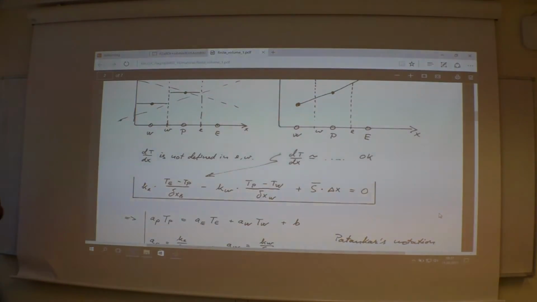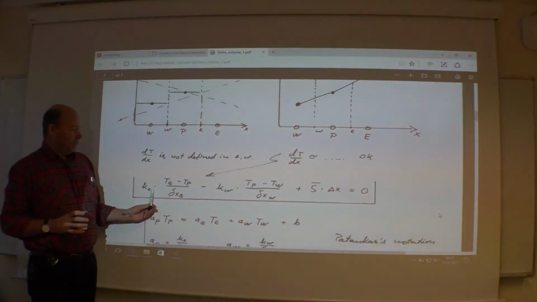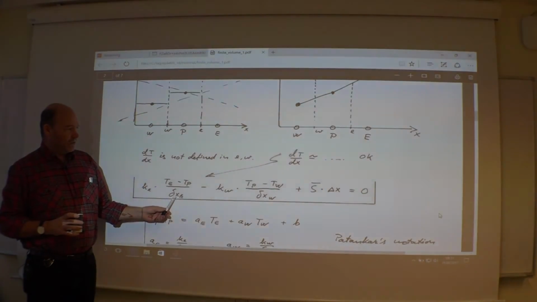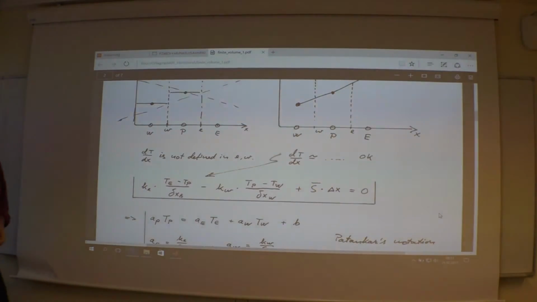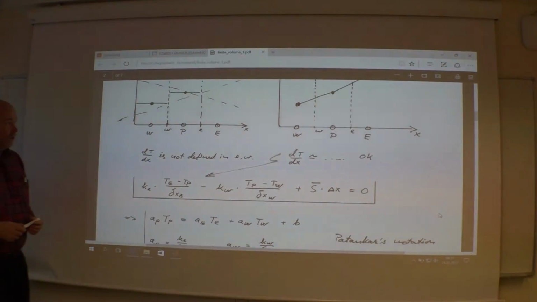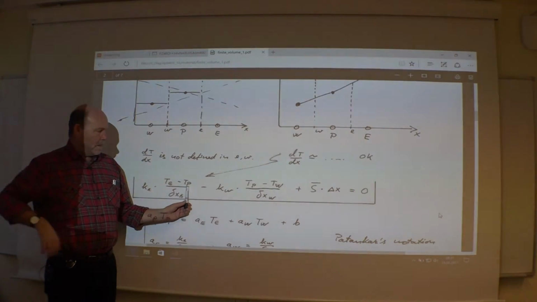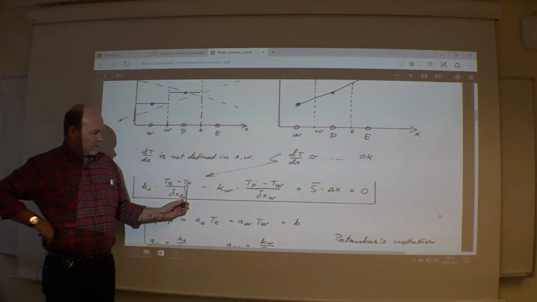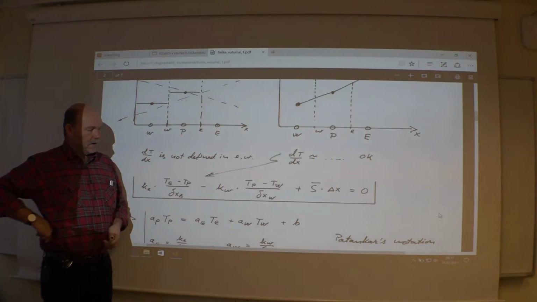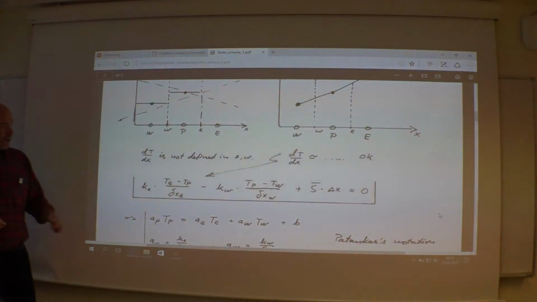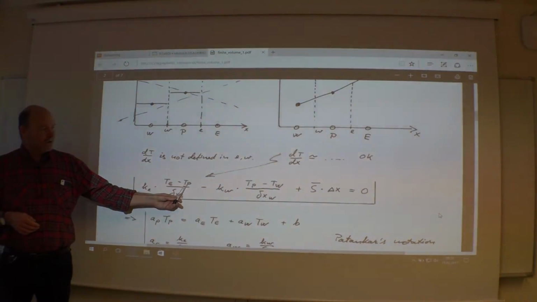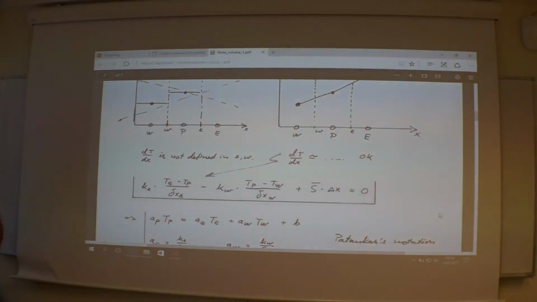So we create the derivatives, fairly straightforward, and we now have our algebraic equation. Here, if I focus on the center point P, I can easily rewrite it in the form T_P equal to, and then solve it iteratively if I wanted, or create a big equation system for all the different unknowns and solve the entire system. That's also an option.